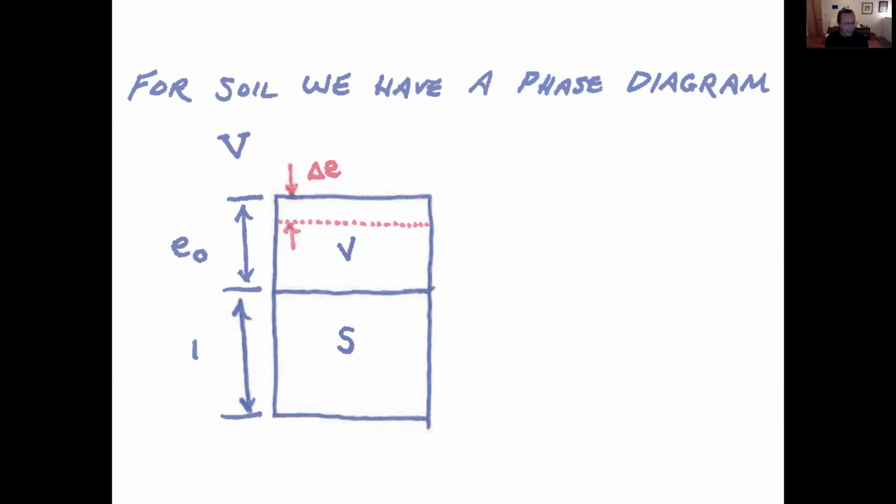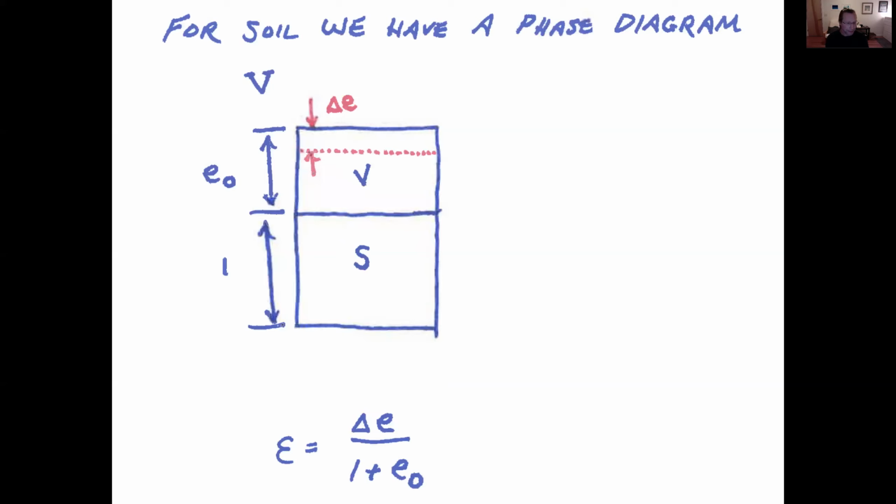And with that delta e, we now have an opportunity to calculate strain in this soil. And that strain is shown here at the bottom, delta e over starting length. Very important that you consider the entire length of the soil, 1 plus e naught. So this is a term that you're going to see showing up in settlement type calculations. And I wanted you to have some understanding of where that is coming from, using just a very fundamental phase diagram approach.